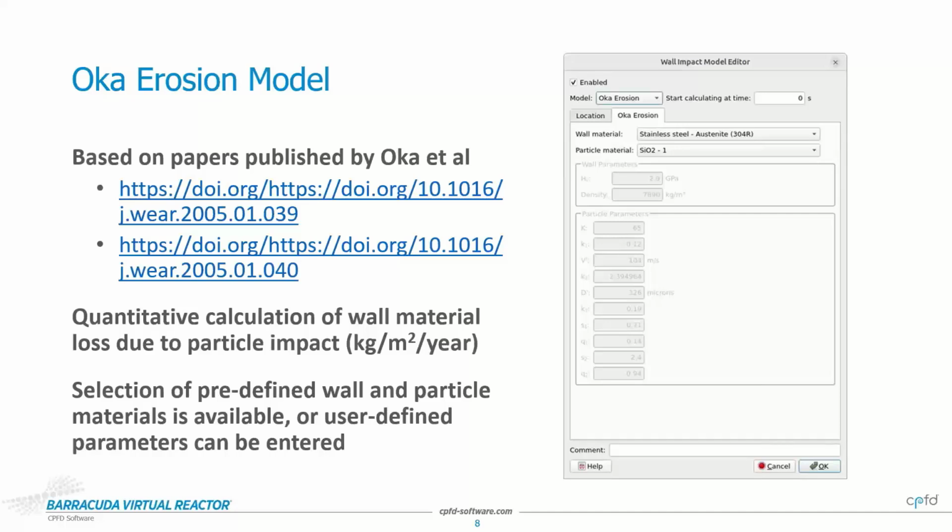The second new wall impact model that's been added to this release is called Oka erosion, and it has the benefit of providing quantitative erosion calculations. This model is based on 2 papers authored by Oka and others in 2005. The calculated erosion rates are material dependent, so the user can select from one of the predefined options in the drop-down menus for wall and particle materials, or you can define your own parameters according to the Oka form. The output data from the Oka erosion model has units of kilograms per meter squared per year, where the mass indicates how much material has been removed from the wall due to particle impact.